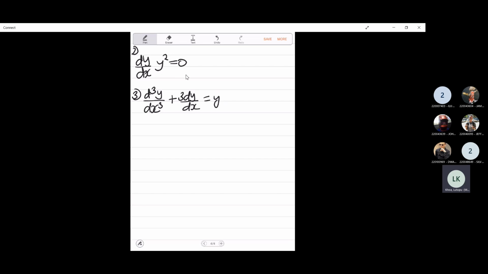But we will not work with equations like this. We will stop when we have dy dx. So we won't go into higher orders, but it's good to know what this means. This just means we're looking for a function that when I differentiate it 3 times and then I add 3 times the first derivative, I should end up with the function that I started with. Okay.